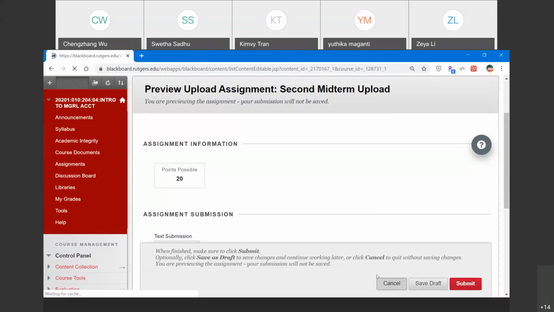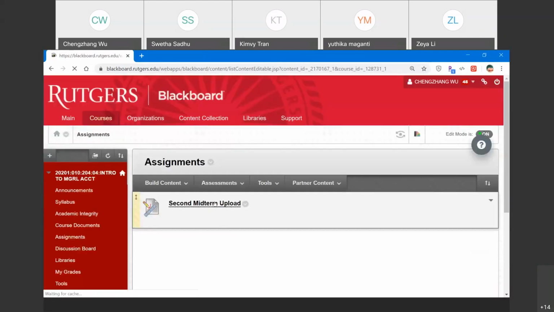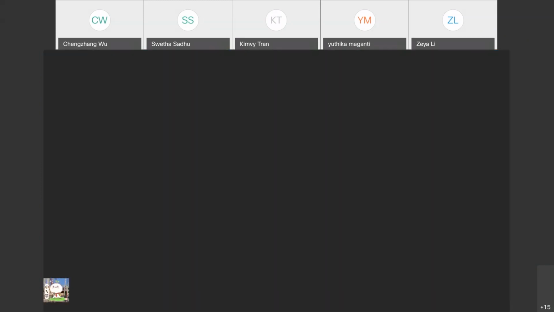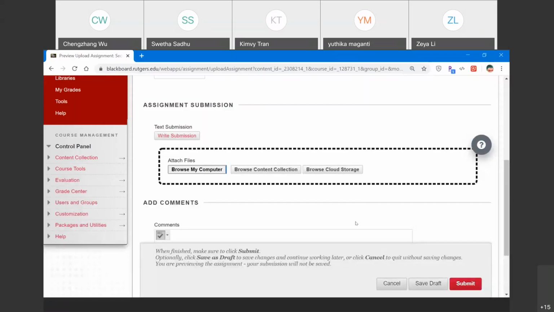You click in this link. And okay, right here. This is where you upload your submission. When you finish your cheat sheets, you can scan them or simply take a picture using your smartphone. And here is where you upload your submission.